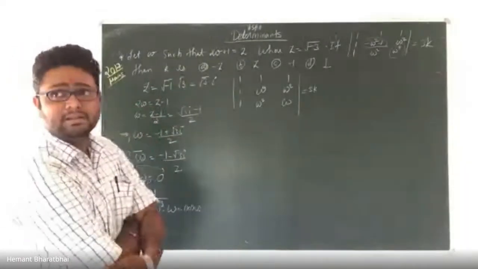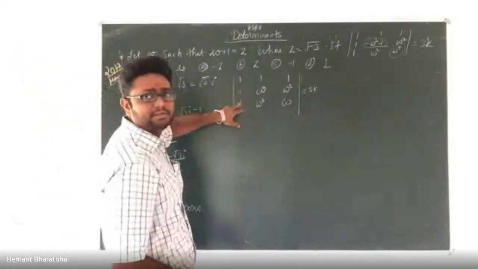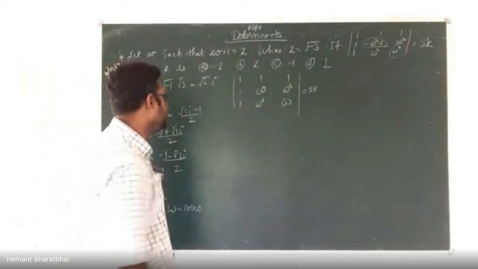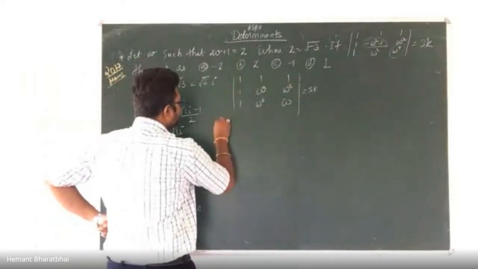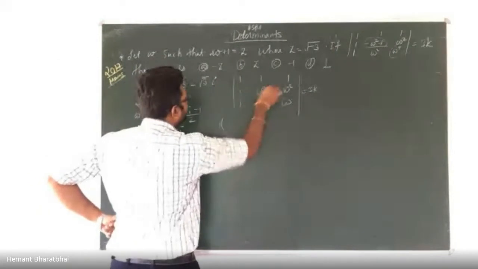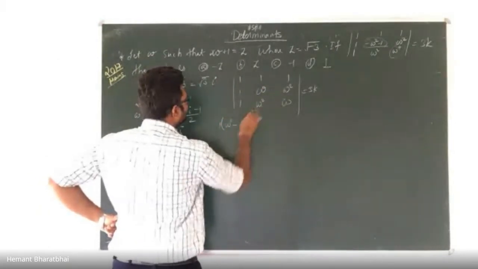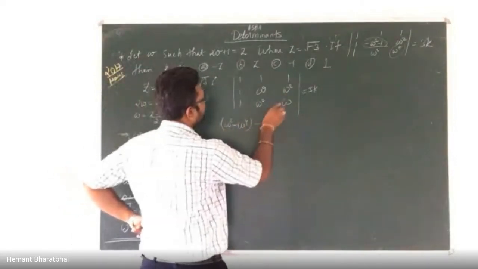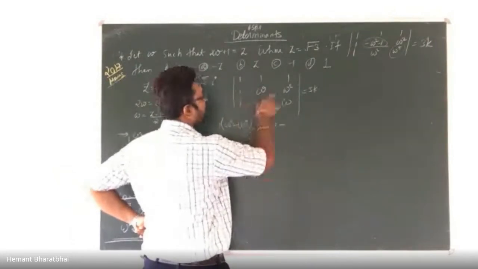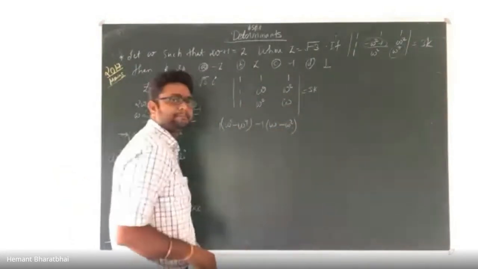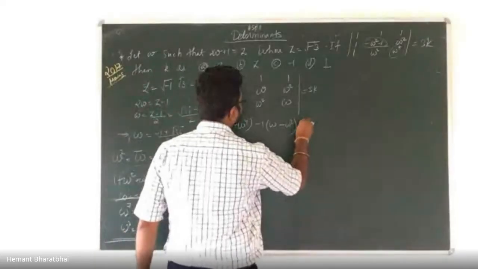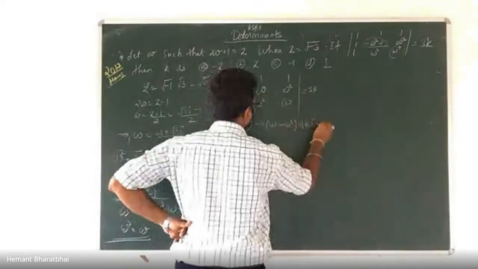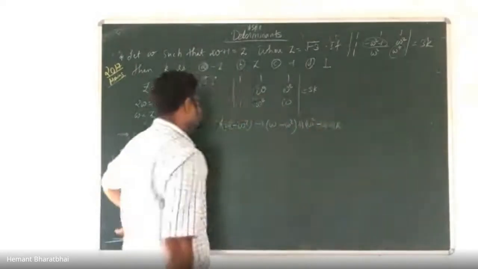Now if you want, you can make these two terms as 0. Otherwise, you already have lot of 1s there. We can directly take the determinant. It will not give us much complex value. So I'm directly taking the determinant: 1 into omega, that will become omega square, minus omega square into omega square, that will be omega raised to 4. Minus 1 into omega into 1, that is omega, minus 1 into omega, that will be omega square. Plus 1 into omega square into 1, so that will be omega square, minus 1 into omega, that will be omega, is equal to 3k.